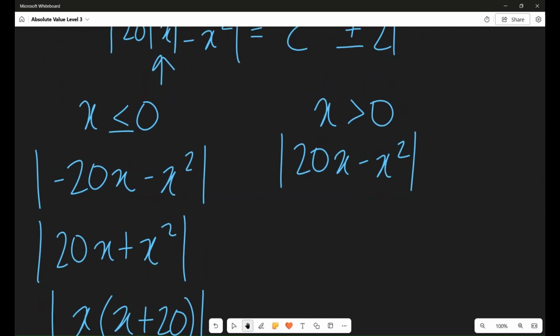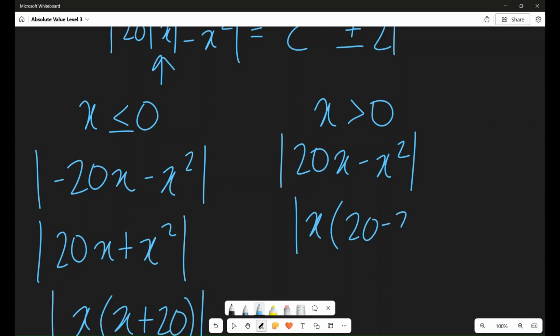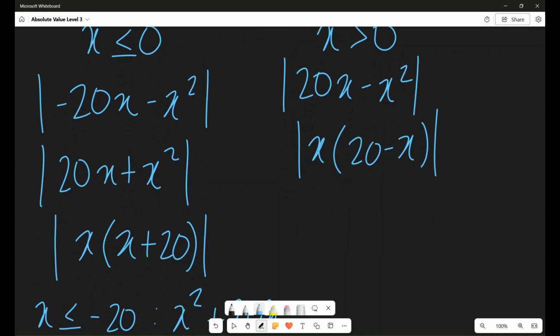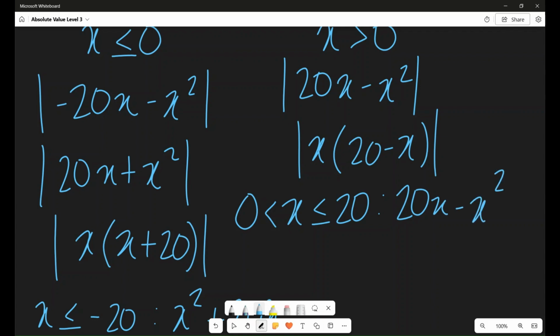Now we have to do the same thing with our x more than 0 case. So similarly, we'll factor it as x times 20 minus x. And here we see if 0 is less than x less than or equal to 20, x is less than 20 but positive, so x will be positive, 20 minus x will also be positive, and we'll just be left with the same thing. Now, if x is more than 20, then we have the negative, because 20 minus x will become negative.